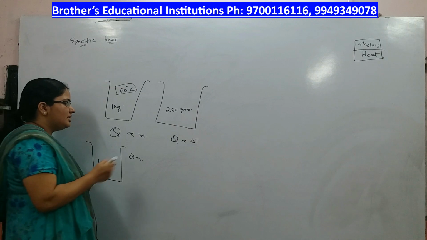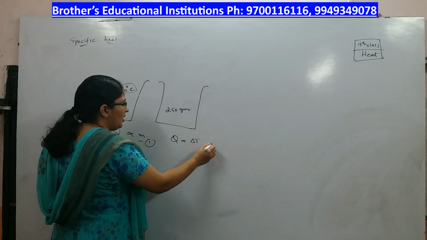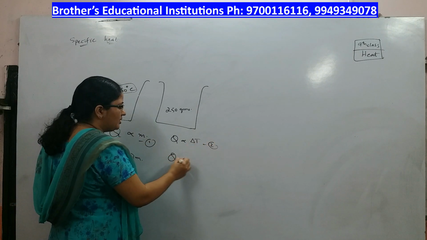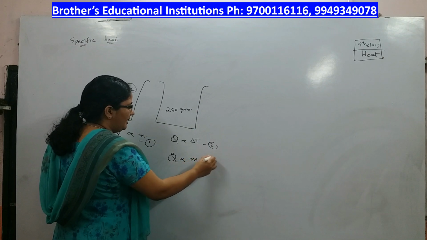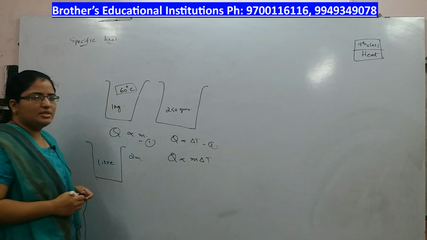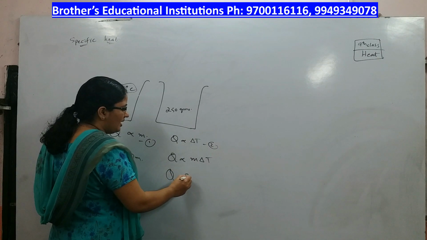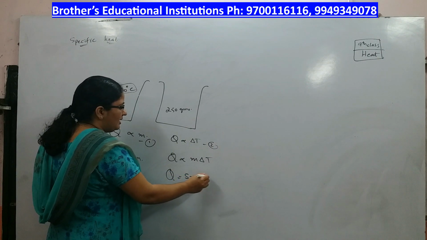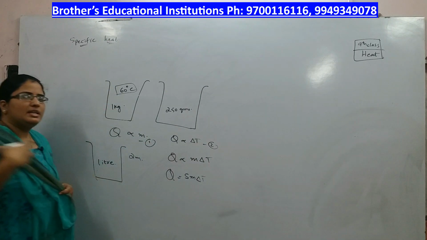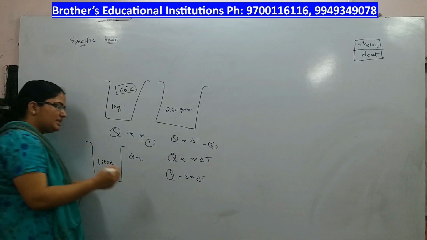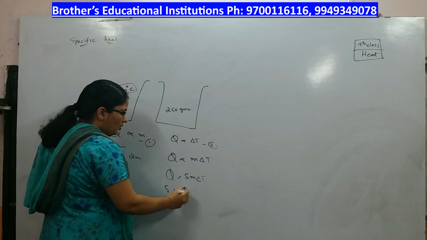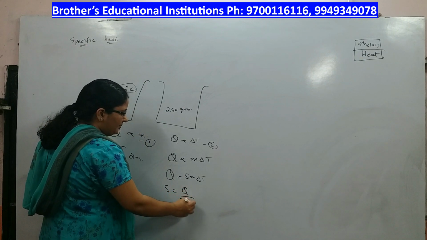Combine these two equations, 1 and 2. What you get is Q is directly proportional to m delta T. Remove this proportionality symbol and replace it with a constant. That constant is called S, so Q equals S m delta T. This constant is called specific heat, and the specific heat is equal to Q by m delta T.